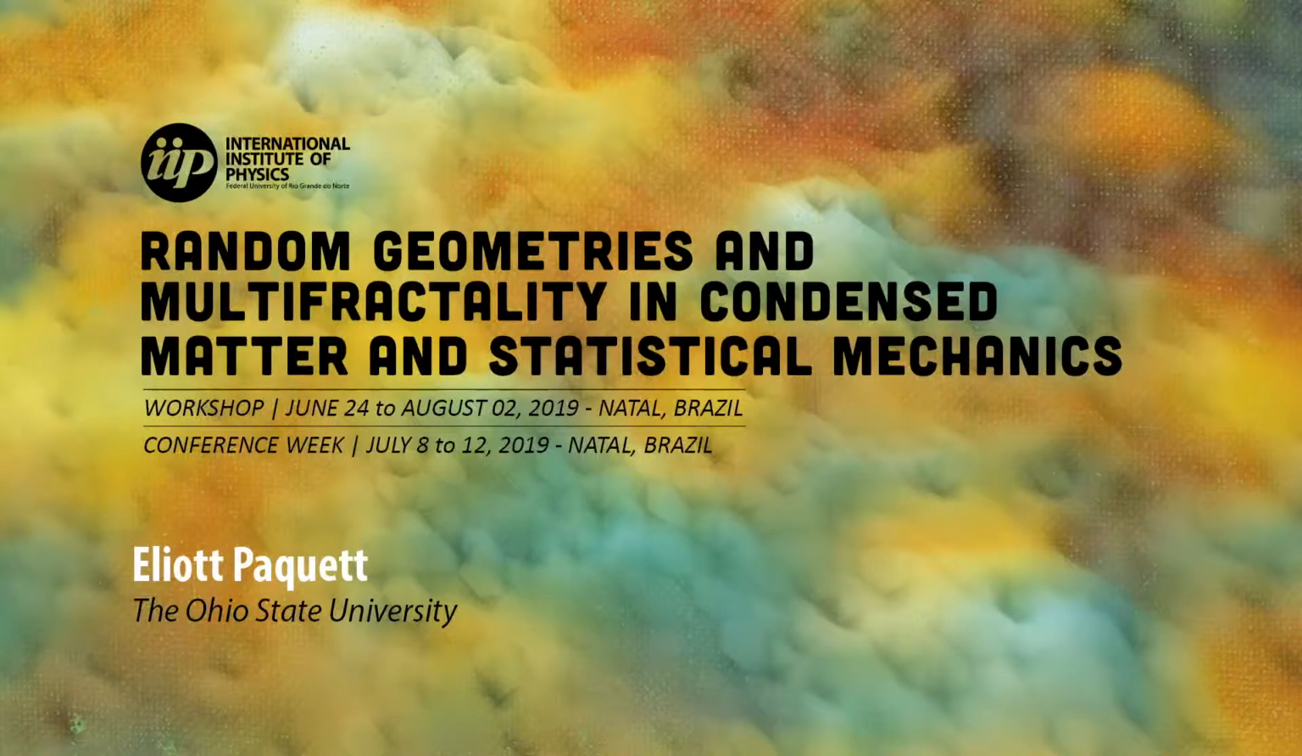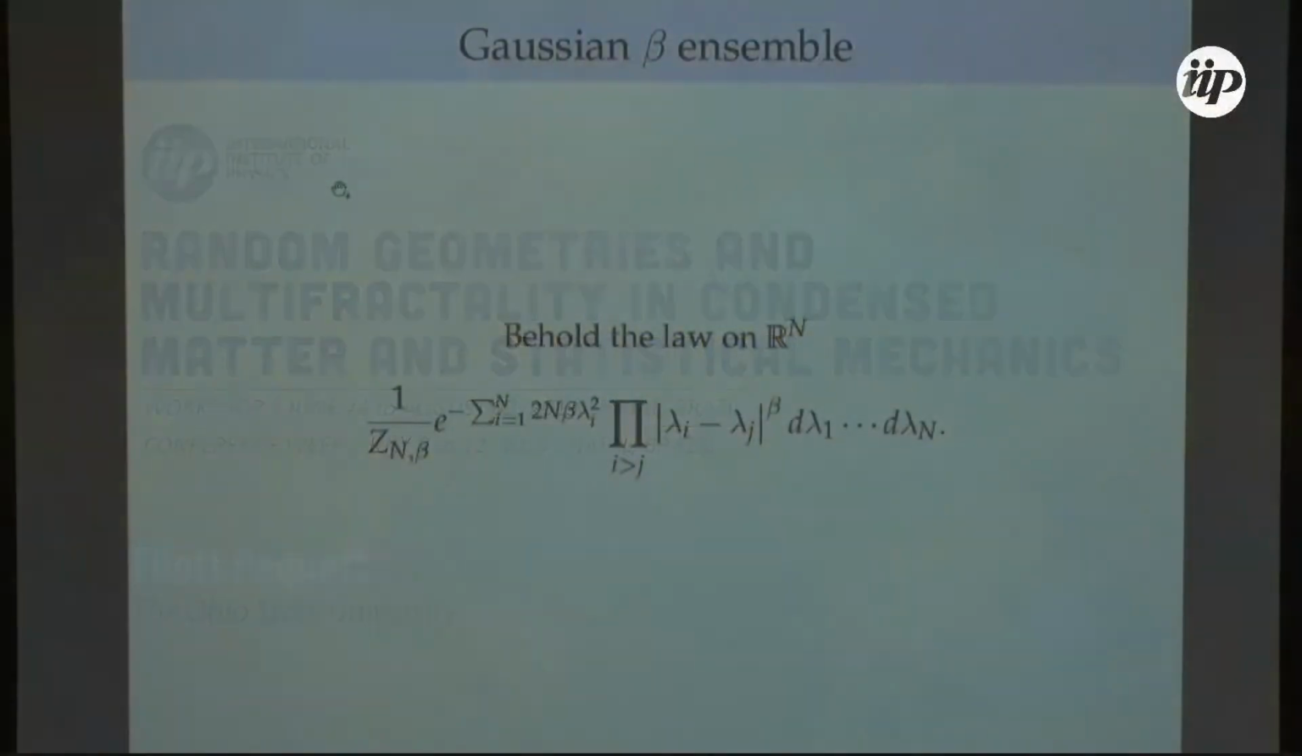They give you a definition as this. This is a joint distribution of n points on the real line. It's a one parameter generalization of the Gaussian orthogonal, unitary and symplectic ensembles for the choices of beta 1, 2, 4. And there's lots of things known about it.